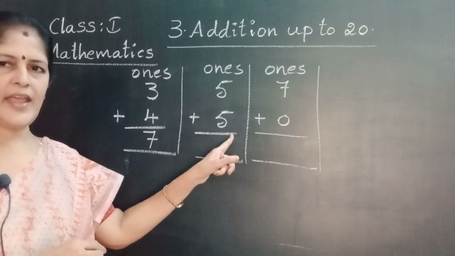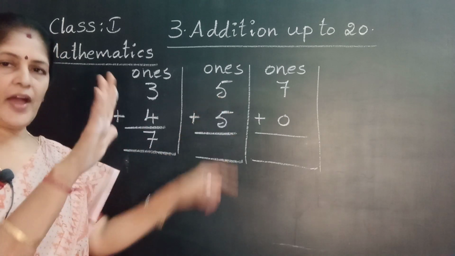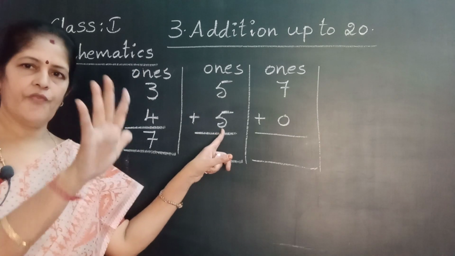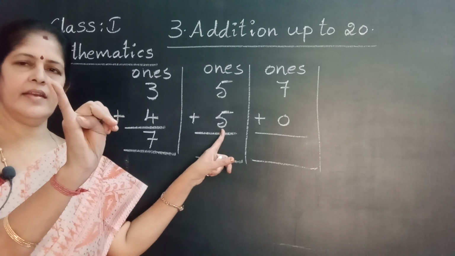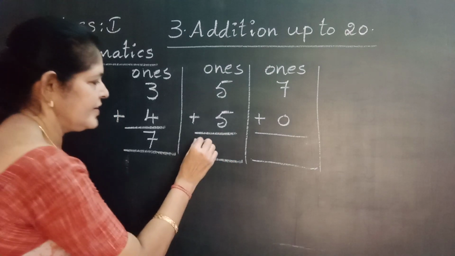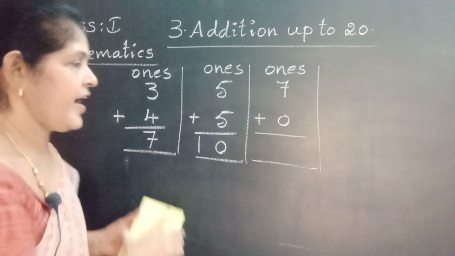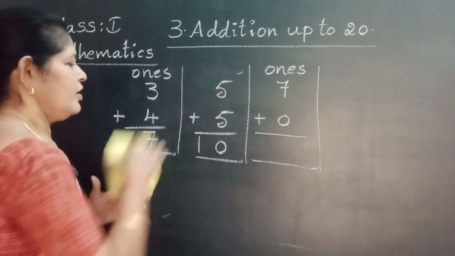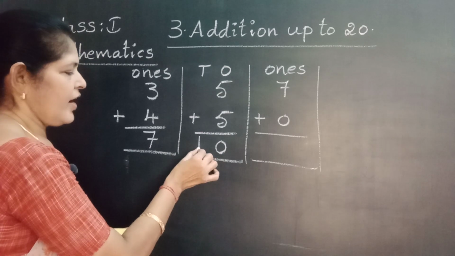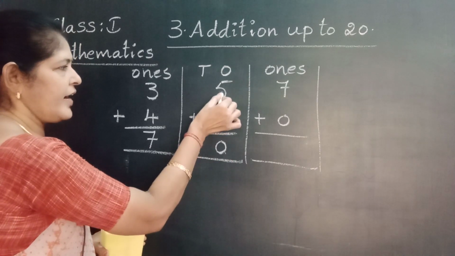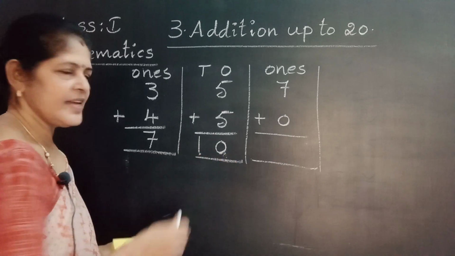5 plus 5. Come on. Take 5 fingers. 5 after 6, 7, 8, 9, 10. 10 is a 2-digit number. Then we are going to change here. Ones are going to 1 ten and 0 ones. Here we are adding 5 and 5, we get 10. 10 is a 2-digit number.